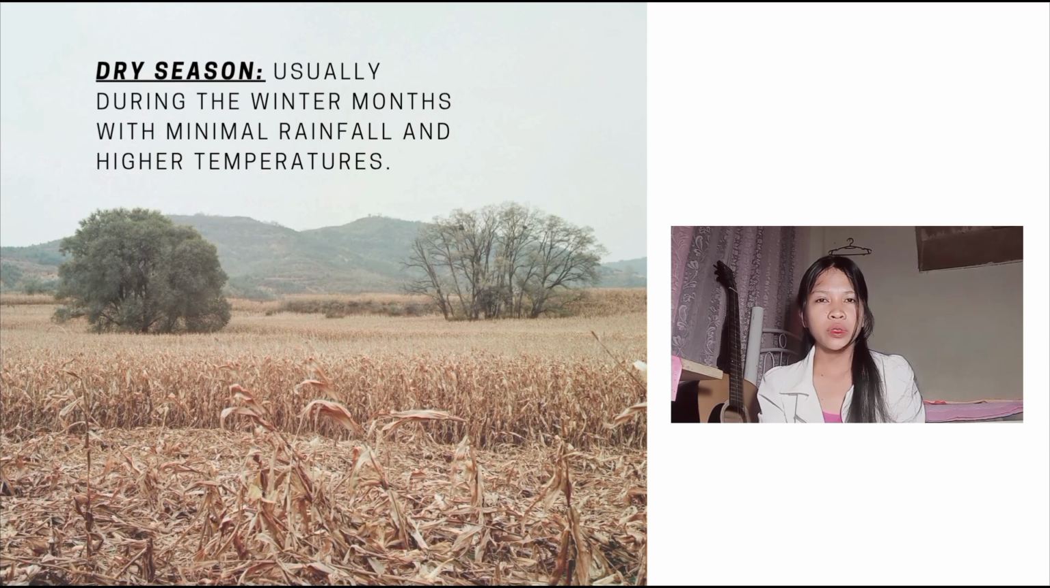So, the dry season usually occurs during the winter months with minimal rainfall and higher temperatures. The dry season is common in tropical and subtropical regions where seasonal shifts in atmospheric pressure and wind patterns lead to reduced precipitation. For example, sa dry season, ang Philippines maka-experience of dry season from November to May because of the influence of the northeast monsoon.